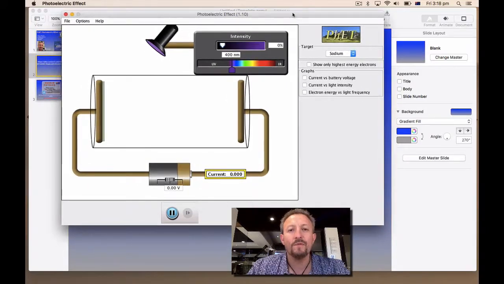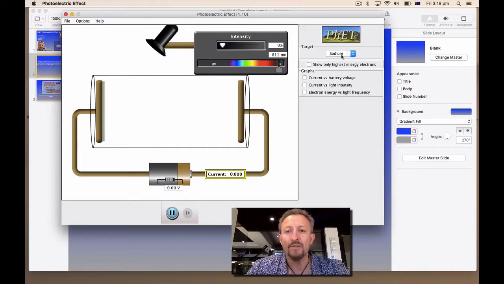Now basically what we've got there is a lamp, and our photoelectric cell. This is our metal plate here, and this is our anode here. What we can do is change the wavelength of the different types of light up here. Up here we've got our intensity.